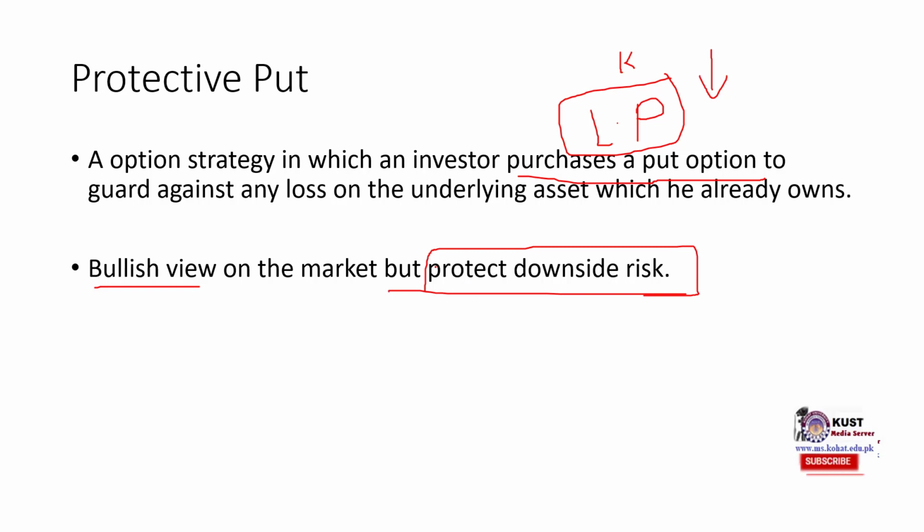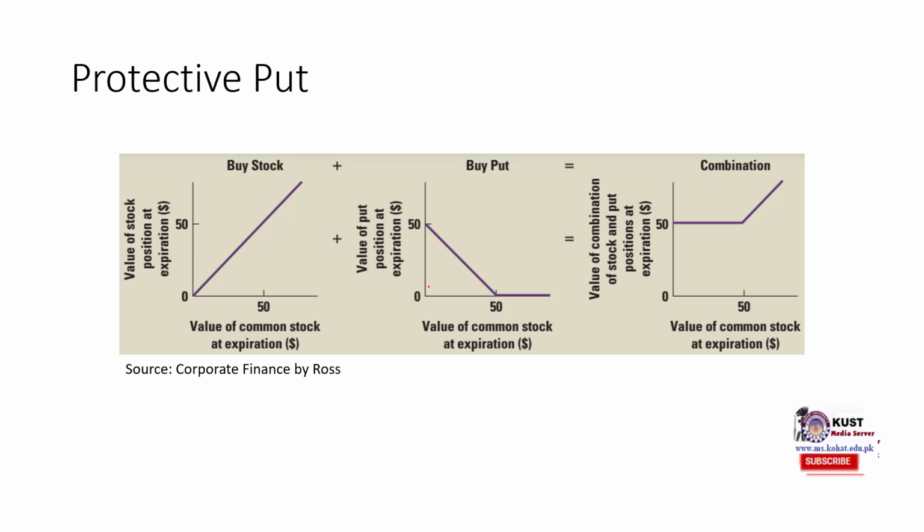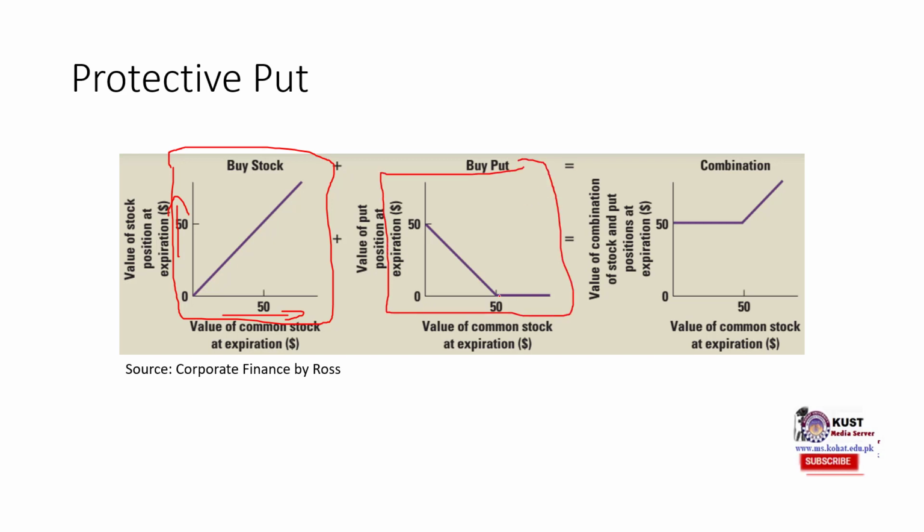Okay, so how would the graph look? This graph has been taken from the corporate finance book by Ross. This is our normal graph when we hold a stock, and this was similar in the case of the covered call. As the price increases, our profit also increases. What about the long put option? In long put, our loss is fixed, but as the prices decrease, our profit increases, right?